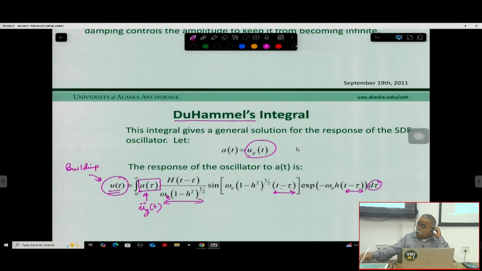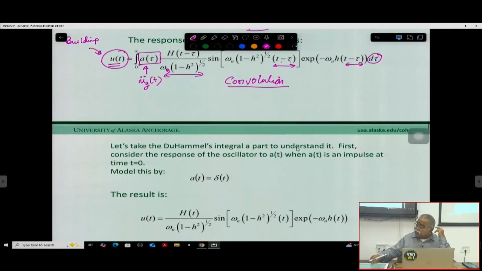So tau goes from 0 to infinity, right? So this integral is basically a convolution integral. Okay, so this is your convolution integral. That means we are convolving the ground motion with the response of the building for a unit impulse, right? So that is what we try to do.